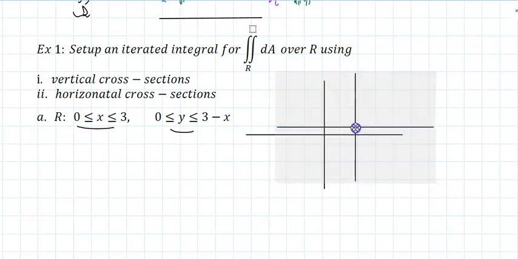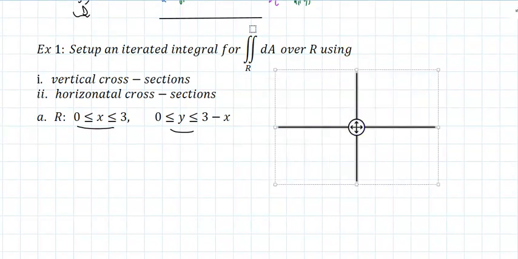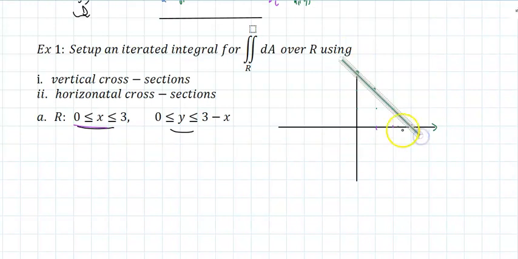So we need to be able to see the region. I want x to run between 0 and 3, 0, 1, 2, 3, and y to run between 0, y equals 0 is right there, and y equals 3 minus x, 3, rise 1, run 1. So we're talking about a line, and we're cutting that between 0 and 3. So we're really talking about that region R.